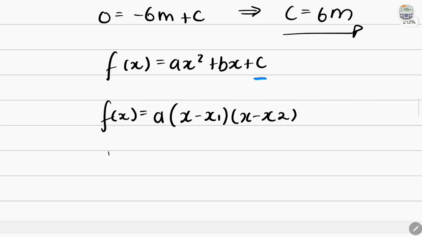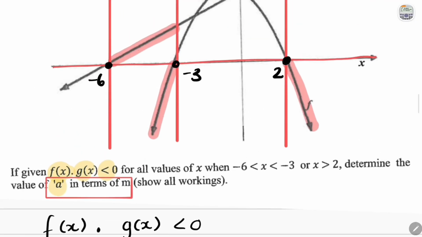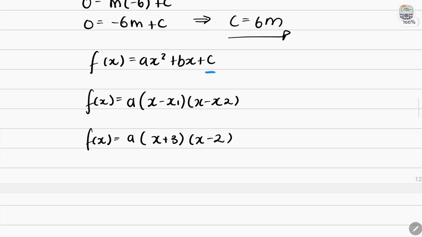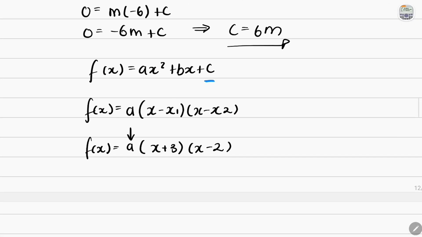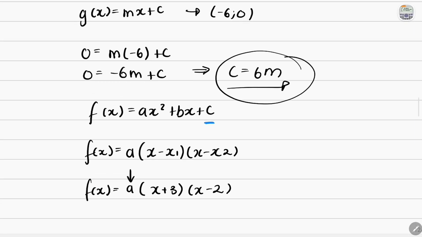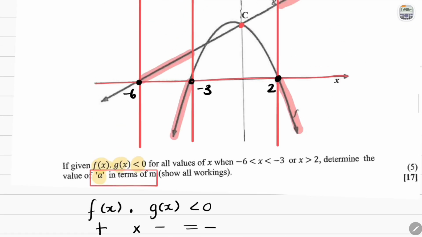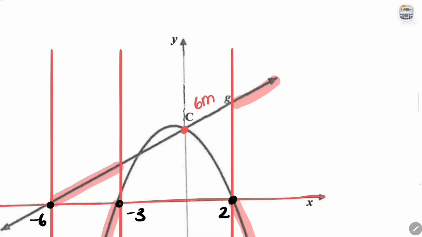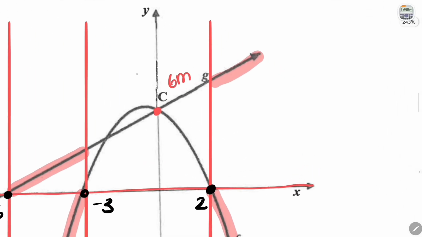And then we can substitute. So f of x is equal to a, and then x minus, and this is -3 and +2. So this is minus -3, which becomes a +3, and then x minus 2. This is not bad. Here's why: because a is still there. Yes, x and y are missing, but we can use this as a point. C is a y-intercept, which is 6m, right? So as a coordinate, its x value is 0, and its y value is 6m.